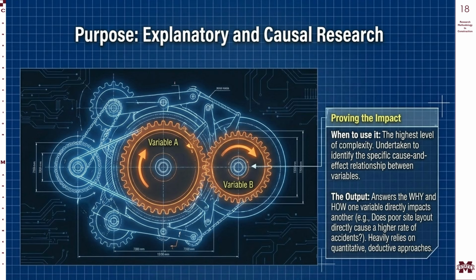To answer those questions, you often need stronger designs, experiments, quasi-experiments, or advanced statistical modeling to isolate variables and measure their impact. In construction, explanatory research helps you build a causality chain. That's what allows you to make stronger recommendations, like if we change this practice, we can reasonably expect this outcome.